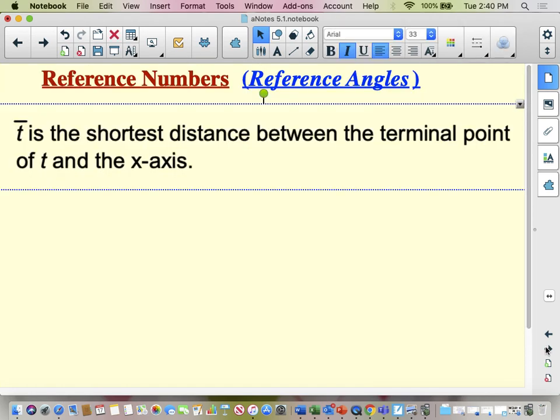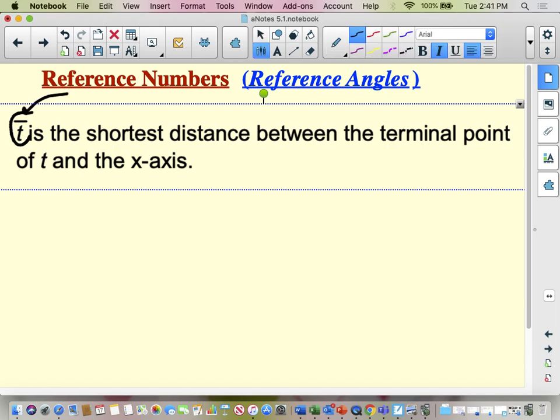So the first thing you have to recall is probably what you call the reference angle in Algebra 2. In your pre-calc book, it's called a reference number. It's the same thing. Okay, so reference number, first and foremost, notation, is t with a bar above it. Okay, so a reference number is the shortest distance between the terminal point of the angle and the x-axis. Okay, you need to know that, and then I'm going to give you some examples. So the shortest distance from the terminal point of the angle and the x-axis.